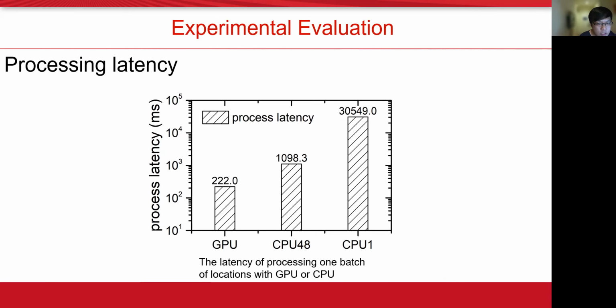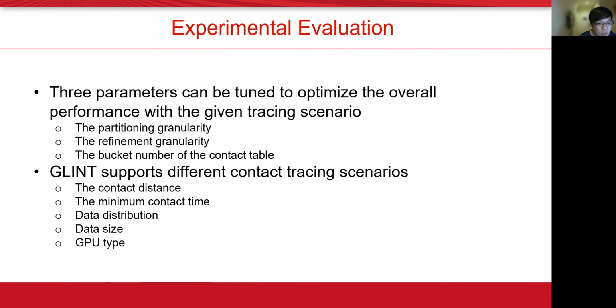This figure shows the average latencies for processing one round of locations with either CPU or GPU. It shows that using a typical GPU takes only about 200 milliseconds to retrieve valid contacts from 10 million locations, which is more than 2 orders of magnitude faster than using a single-core CPU, and 5 times faster than using an advanced CPU, which supports up to 48 threads. And 3 parameters can be configured to help Glint achieve optimized performance. And Glint supports different contact tracing scenarios as well. Due to the time limit, they will not be discussed here. Please refer to the paper for more details.